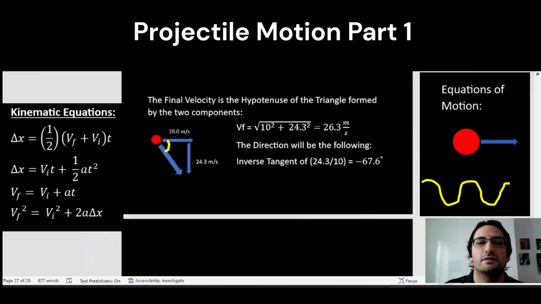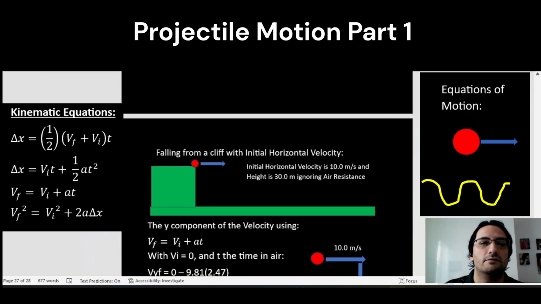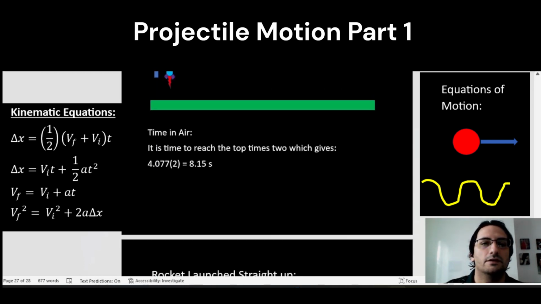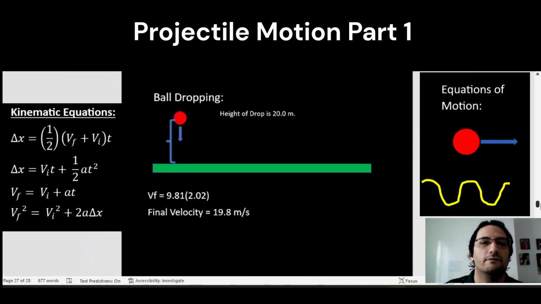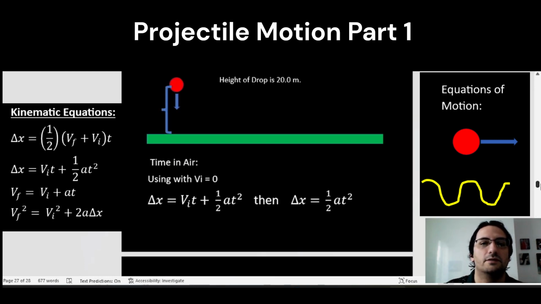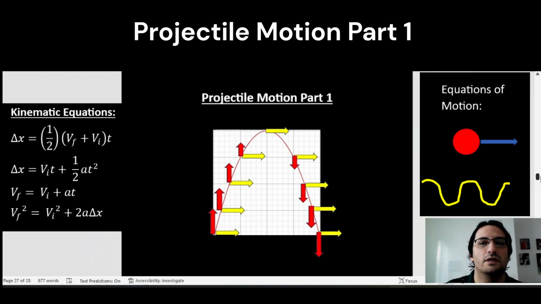So these are the three, was it three? Let me see, 1, 2, 3. These are the first three examples that I give to my students for projectile motion. In the next video, I'll share notes on projectile motion by launching at an angle. So this was projectile motion part 1.